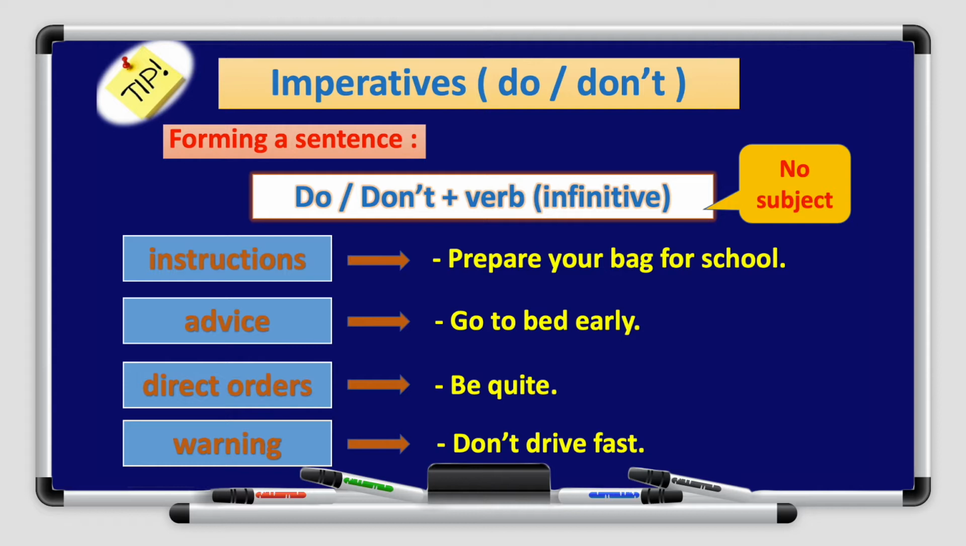Read with me. Prepare your bag for school. This is instructions. And if I want to give advice, I can say, go to bed early. Be quiet. This is a direct order. And the warning, it could be, don't drive fast. I want you to focus on these sentences. Notice with me that there is no subject in the imperative sentence, and you can replace do with any verb.